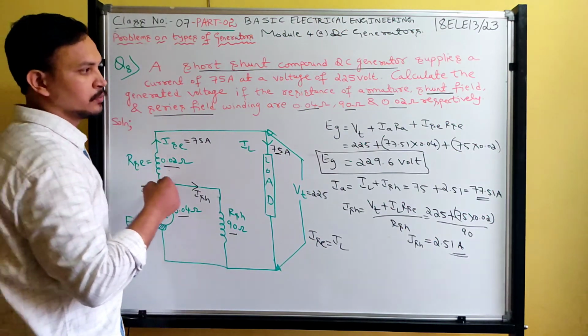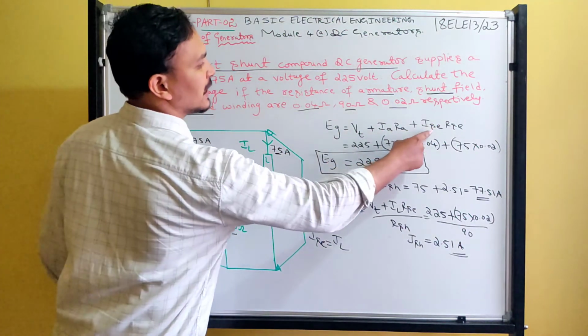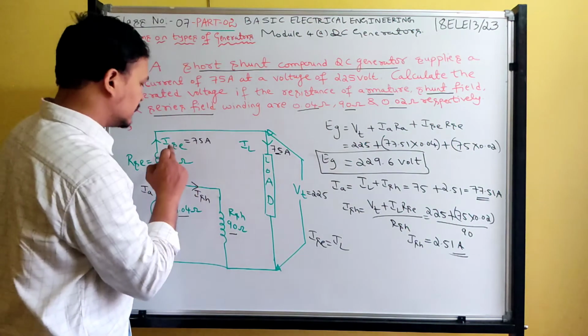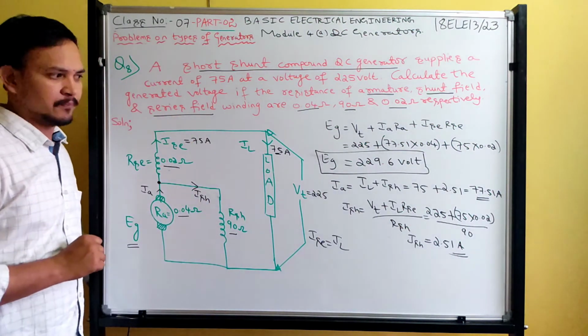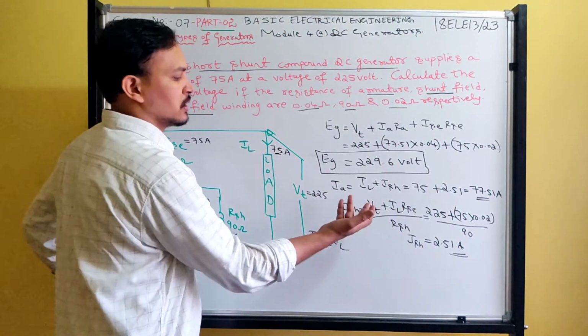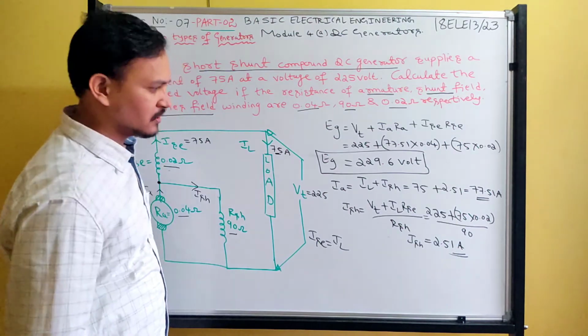But ultimately, I need to find the voltage at this point. The voltage at this point: you take the IaRa drop this side. Then Vt plus ISC RSC is the voltage at this point. But ISC and IL are both the same. That's why I wrote here Vt plus IL RSC. Otherwise, you can write Vt plus ISC RSC. That is also correct. Okay, guys.